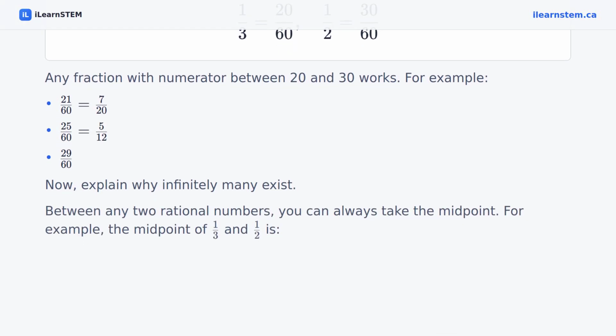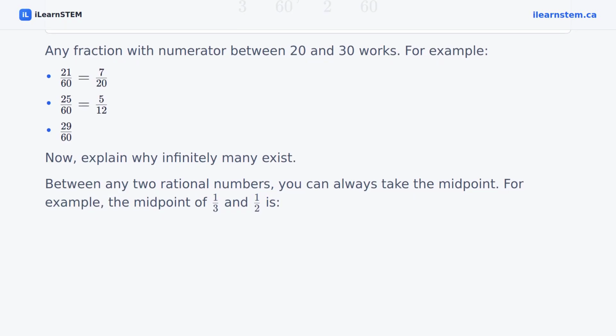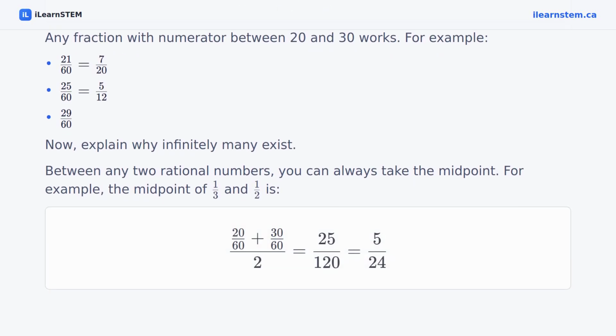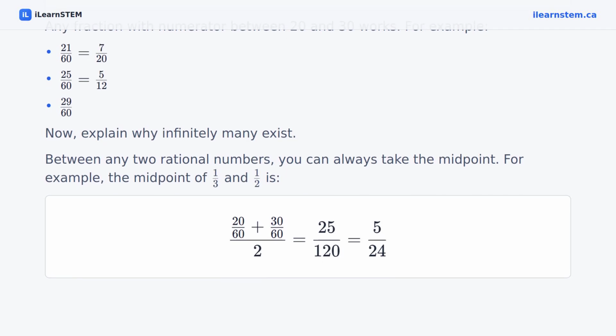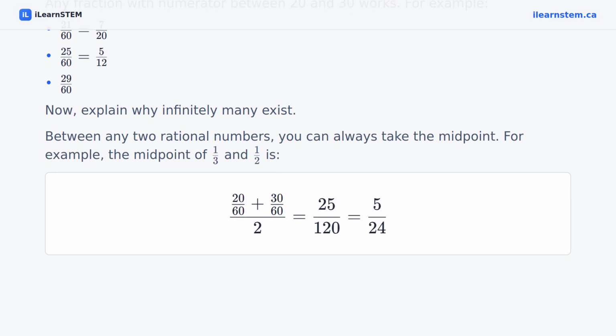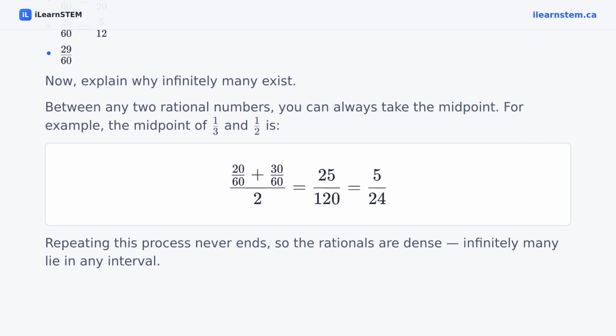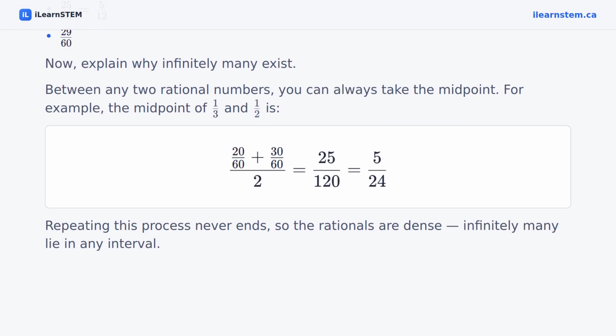Between any two rational numbers, you can always take the midpoint. For example, the midpoint of 1/3 and 1/2 is 20/60ths plus 30/60ths divided by 2 equals 25 over 120, which simplifies to 5/24ths. Repeating this process never ends, so the rationals are dense. Infinitely many lie in any interval.